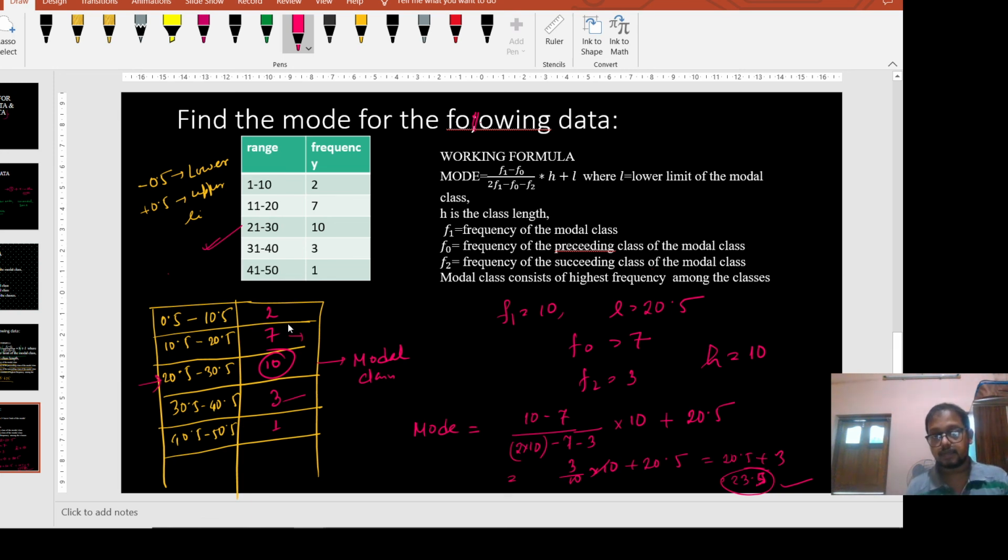So here we can say that in this way we can find the mode for ungrouped data and for grouped data. So I hope you understand.